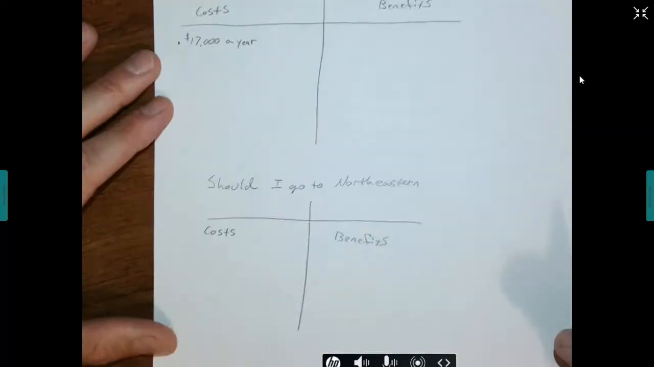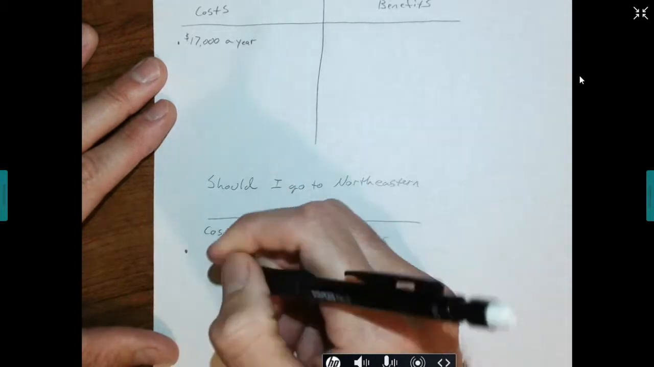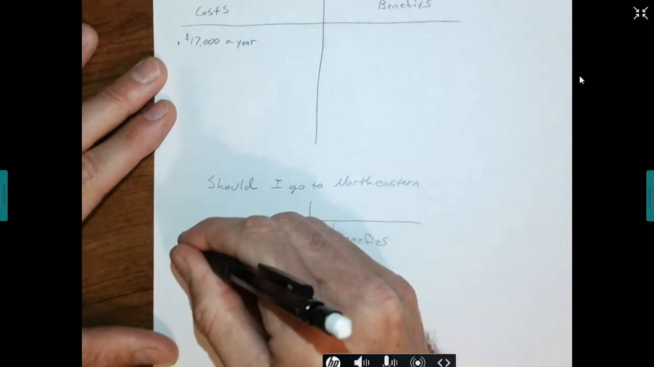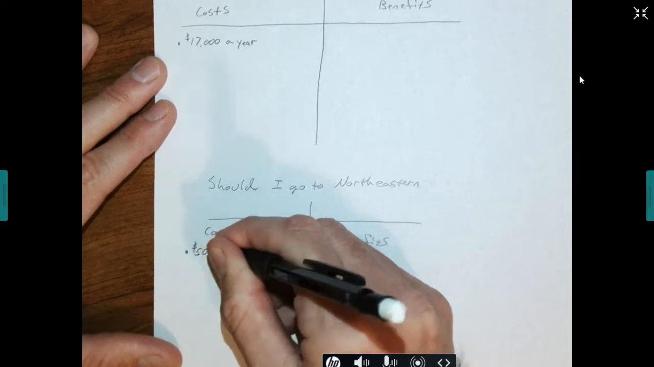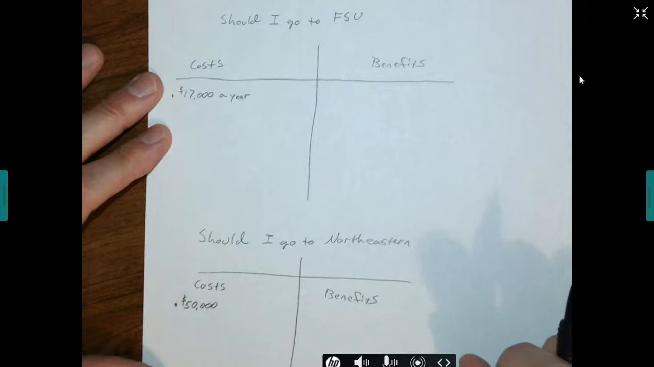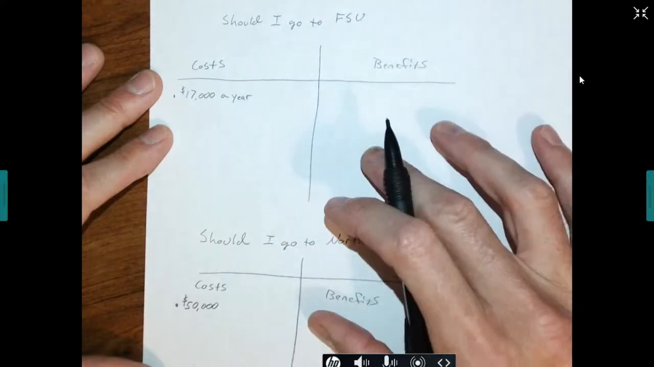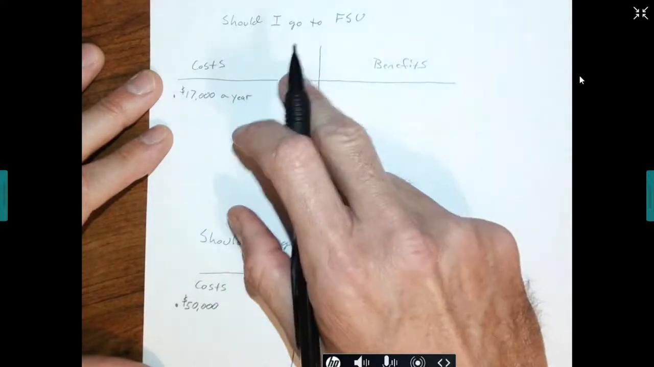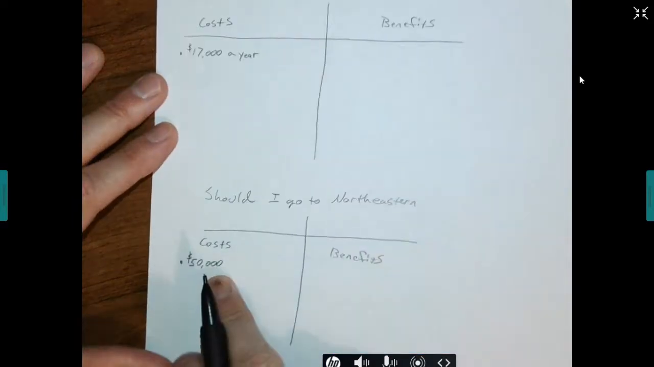The cost to go to Northeastern, this is in Boston, Massachusetts, is going to be closer to maybe $50,000 or something like that. I mean, that's something ridiculous. It's really expensive to go there. So you have your financial costs, but there are additional costs and additional benefits that go along with this. So your costs are $17,000 a year. You can say a financial cost to go into Northeastern is $50,000 a year, but there are also additional costs.